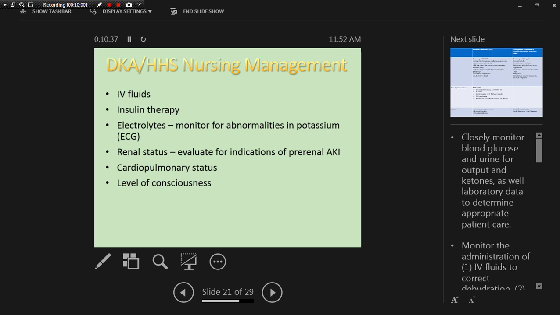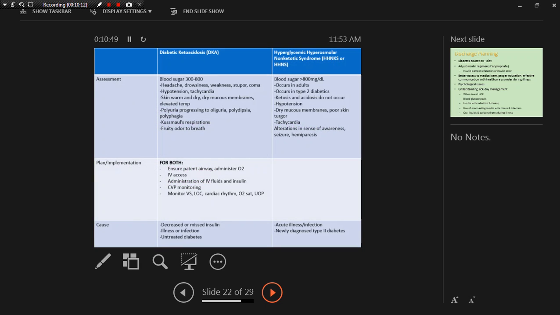Hopefully once we start to correct the osmolality and their electrolytes and their fluid volume status and the underlying cause of the HHS, we're going to have improved mentation. Just another slide that kind of breaks down.